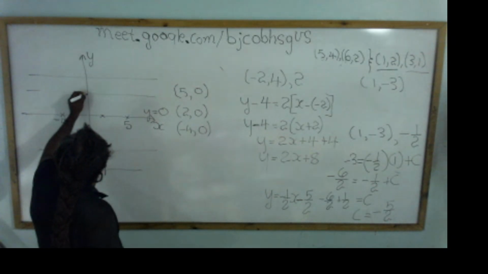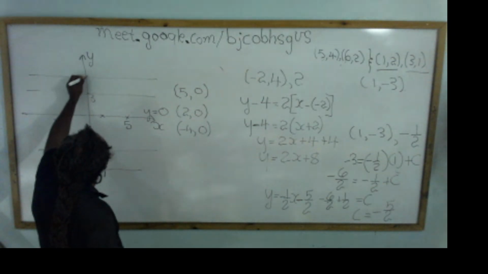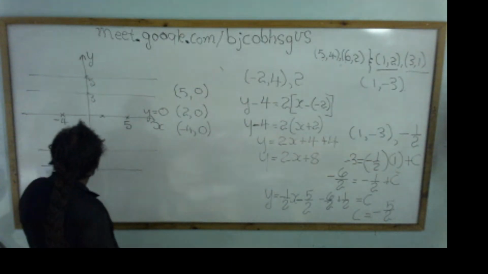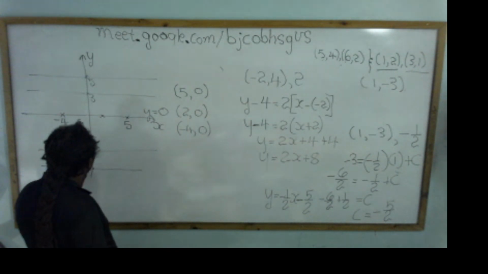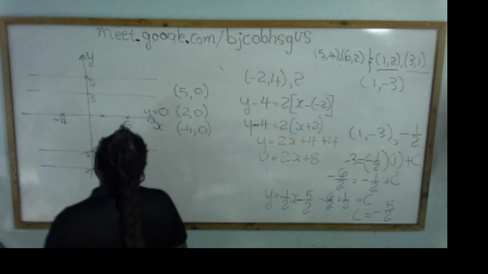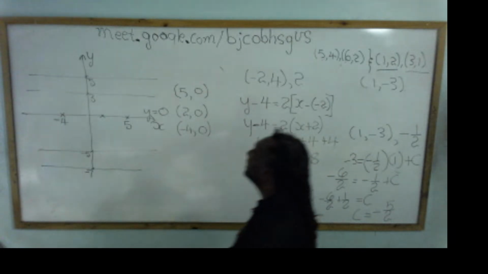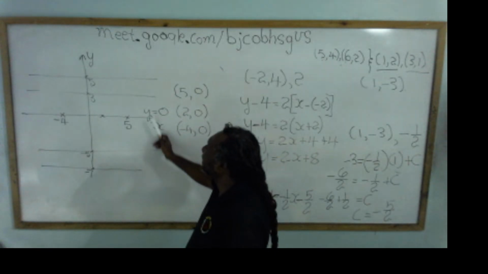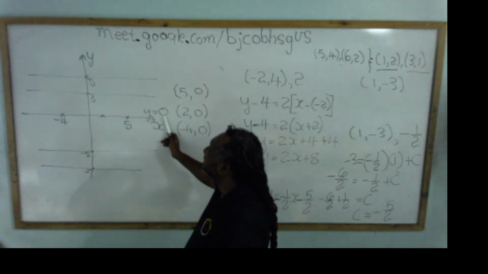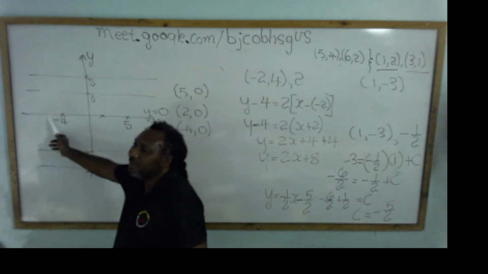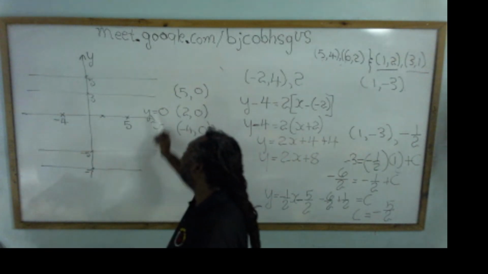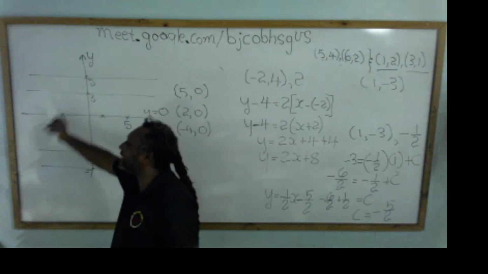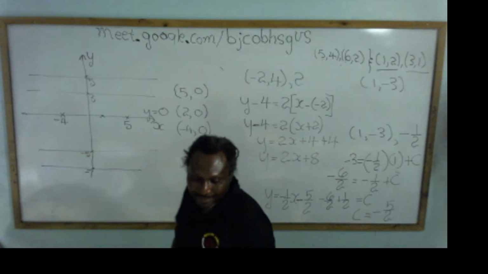So this one is 3, and this one is 5. What will be the equation of those lines? The equation of the x-axis is y is equal to 0. Everywhere on this line, the value of y is 0. Everywhere on this line, the value of y is, you can see. So what would be the equation of that line?